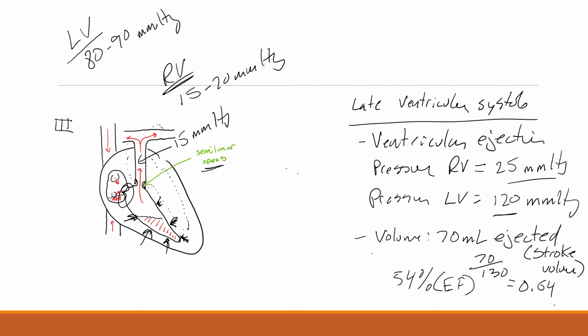Now, we normally don't want to eject the entire volume because we want to have some reserve. This is the ejection that's occurring at rest. If we start to exercise or something like that, our heart's going to contract harder, and it's going to eject larger volumes. In fact, it could eject up to about 90% of the total volume. But this gives us at least some room to eject larger volumes if necessary.